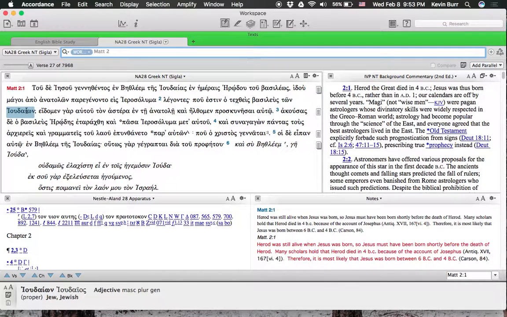Ioudaion. For we saw. So with this verb, you're looking for an object in the accusative case, the thing that they saw. Autou does not fit that, so we need to keep moving down the sentence. For we saw ton astera. So we saw the star of him, or we saw his star in the east.